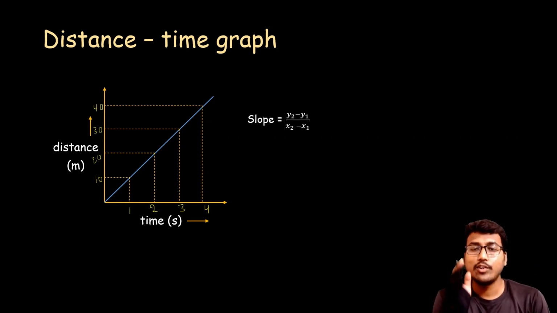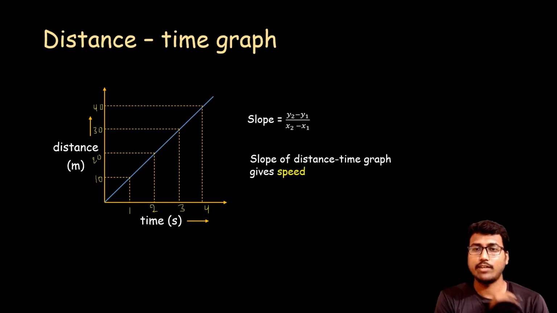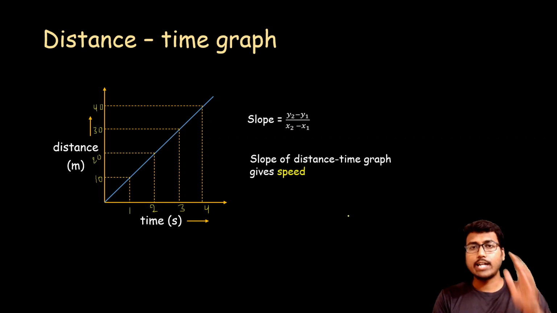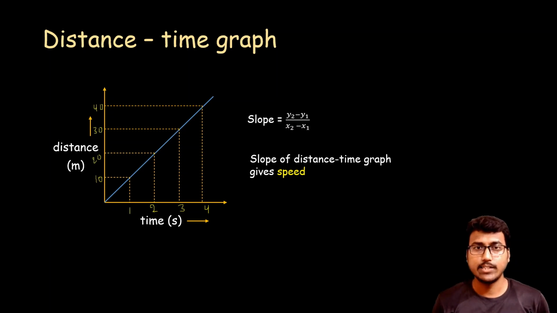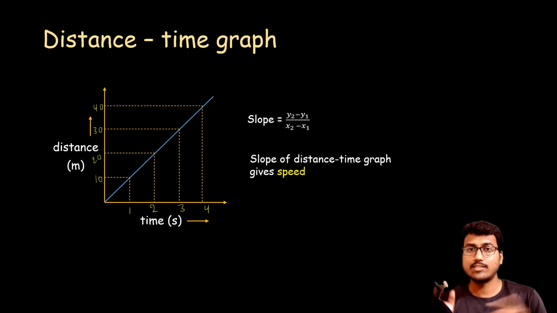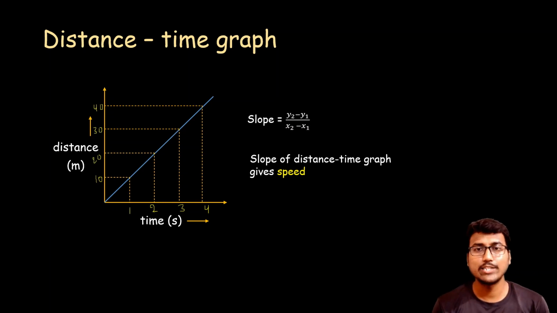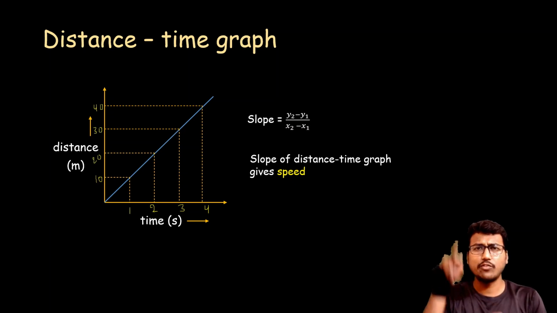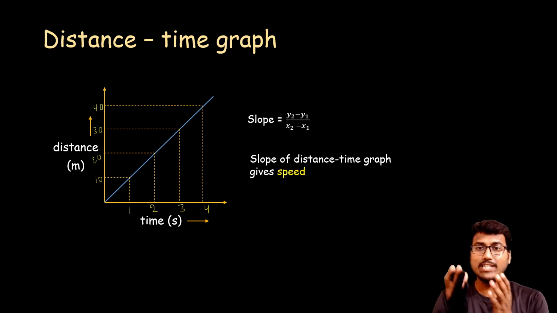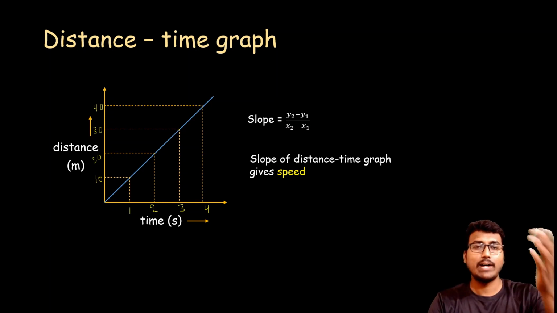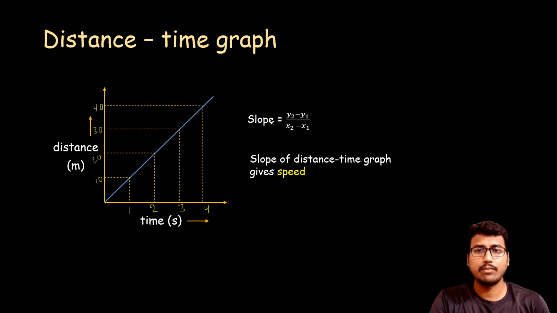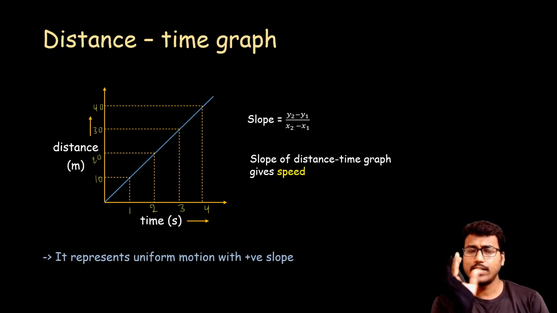Yes. And what does the slope say here? The slope equals y2 minus y1 divided by x2 minus x1. The slope of the distance time graph will give you the speed. We discussed the uses of graphs, right? So to find the speed using a distance time graph, you just have to find the slope. The slope formula is already there: delta y by delta x, or y2 minus y1 by x2 minus x1.